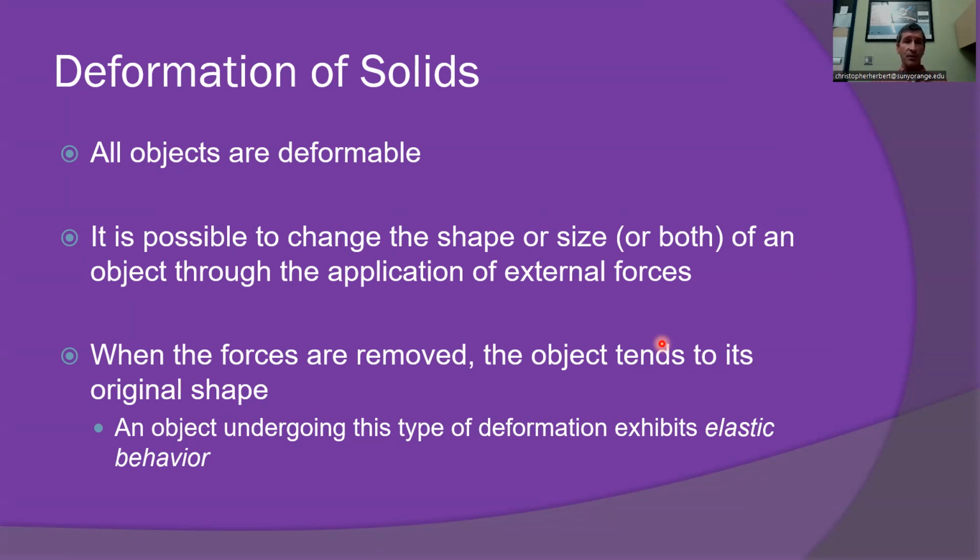So again, it's possible to change the shape or size of an object, actually both, through the application of external forces. And when these forces are removed, if no damage is done microscopically to the object, the bonds will essentially return to their equilibrium points and the object will return to its original shape. We call this type of deformation elastic, that basically when the deformation is temporary and the forces are removed, the object will rebound to its original shape.